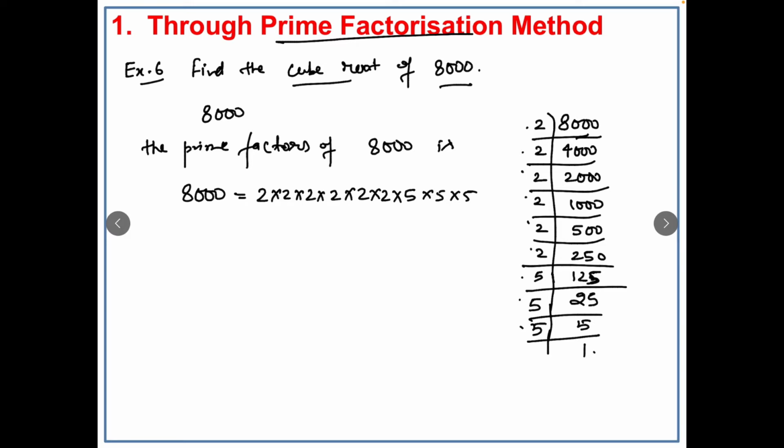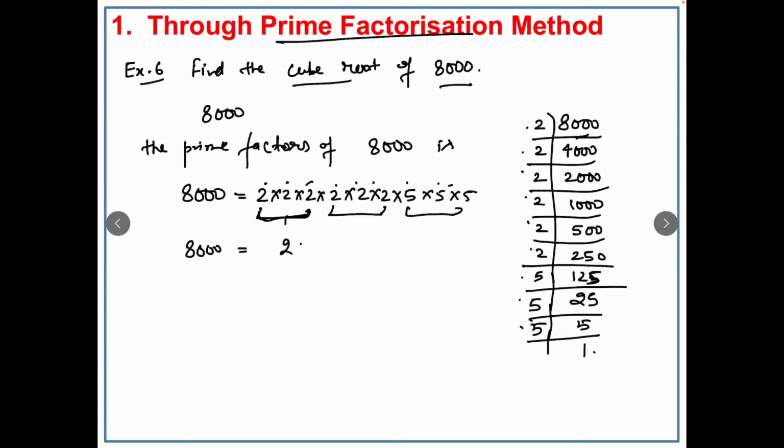Now in the case of square root, we used to look for the pairs of the prime factors. But in case of cube root, we'll be looking for the triplets of the prime factors. So we have one triplet of the number 2, another triplet of number 2, and one triplet of number 5. So we'll write this as 8000 equals, from each triplet we'll take a single digit.